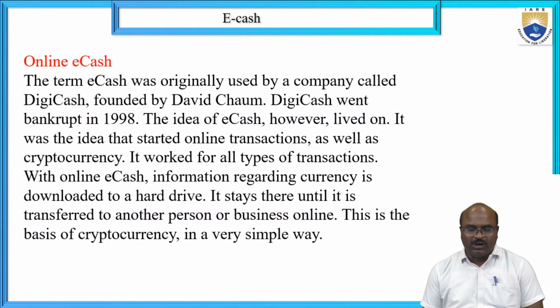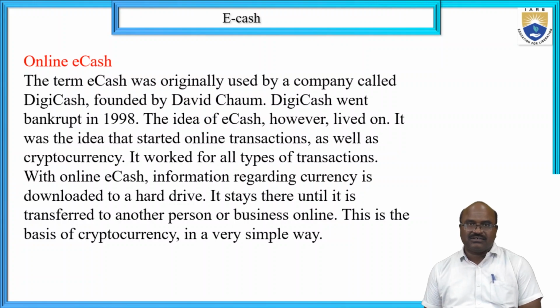Cryptocurrency is also treated as one of the forms of e-cash. Cryptocurrency entirely depends upon online e-cash. The information regarding the currency is downloaded to a hard drive. It stays there until it is transferred to other persons or businesses online. This is the basis of cryptocurrency in a very simple way. So, e-cash we can utilize only for online purposes, not physical. That is also one of the important things.